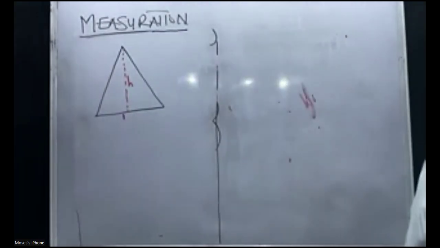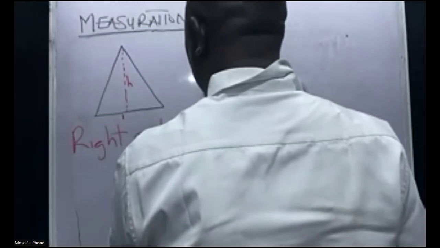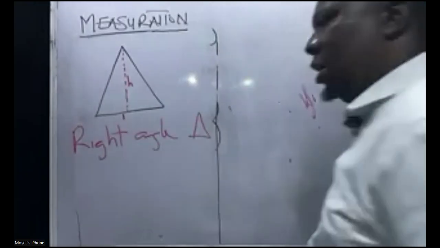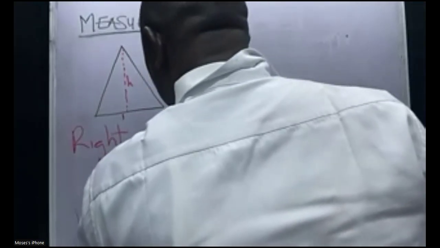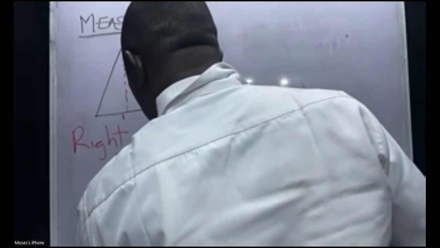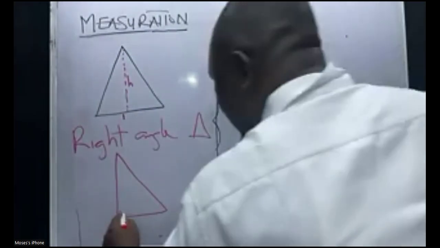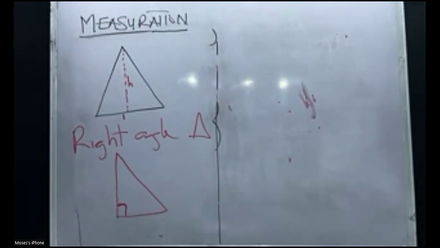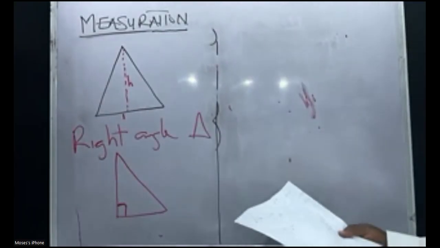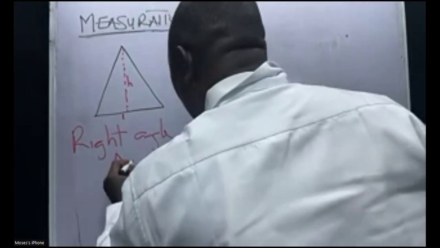Now, quickly, we have types of triangle. We have the right angle triangle. Your right angle triangle is like this. It has a base angle that is 90. We'll still talk about isosceles. We'll talk about obtuse. But for today, we have the right angle. The longest side of your right angle triangle is called the hypotenuse.